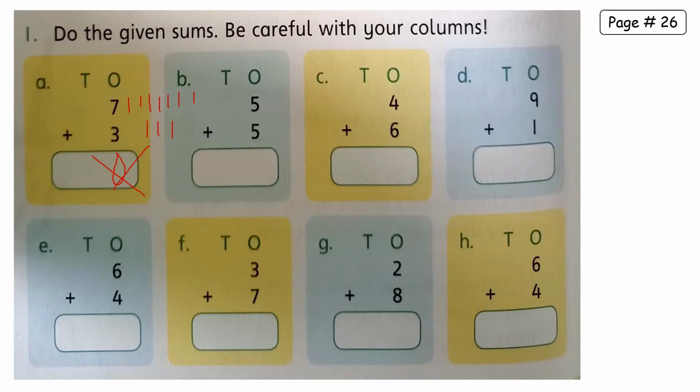When we get a 2-digit number, we will write 0 in the ones column and 10 in the tens column. It will come here. So we will write 10 like this. Similarly, if you add 5 plus 5, it again becomes 10. So we will write 0 in the ones column and 1 in the tens column.